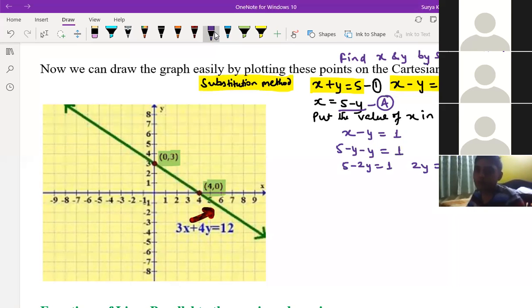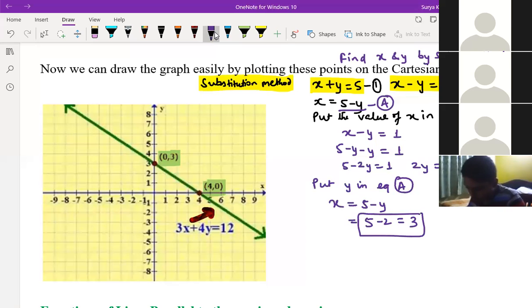Okay, sir. And the same, put the value of y in equation A. That will be easier now. x is equal to 5 minus y. So 5 minus 2, that is 3.